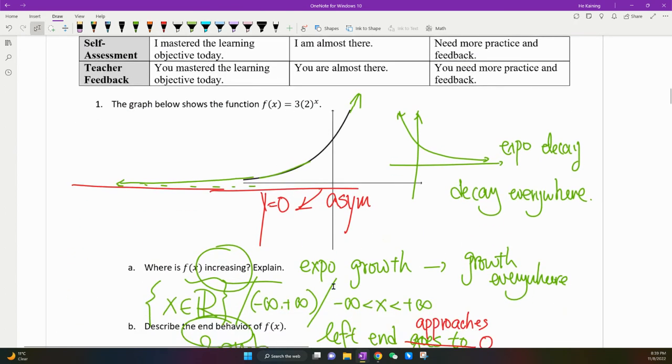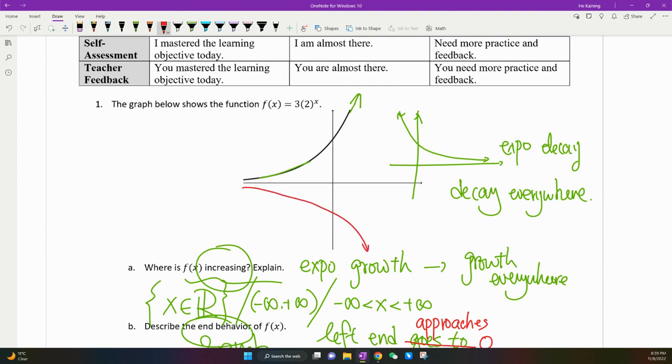Okay, and let me just go back. Let me erase all of this and mirror it upside down. So actually, I'm having it here, and it actually goes down that way. Okay, that's how you actually draw this graph.